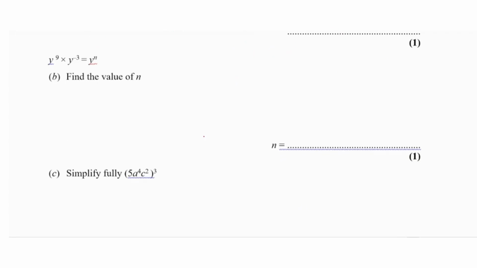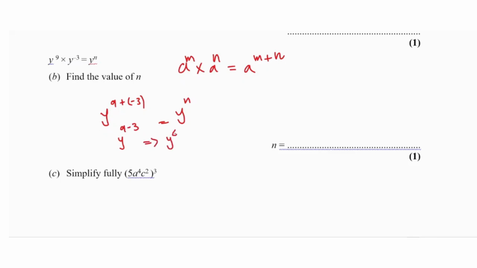It says x to the power of 9 times y to the power of minus 3. You remember that when we are multiplying, a to the power of m times a to the power of n always equals a to the power of m plus n. We're going to apply the same rule over here. y to the power of 9 plus minus 3: plus times minus is minus, so 9 minus 3 gives us y to the power of 6, which equals y to the power of n. It means n is equal to 6. So we're going to write down here n is equal to 6.